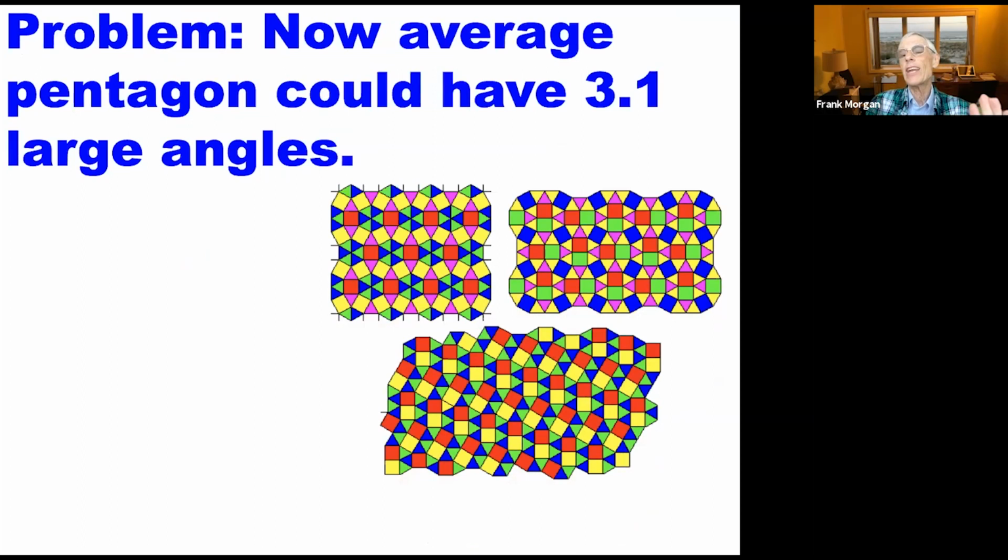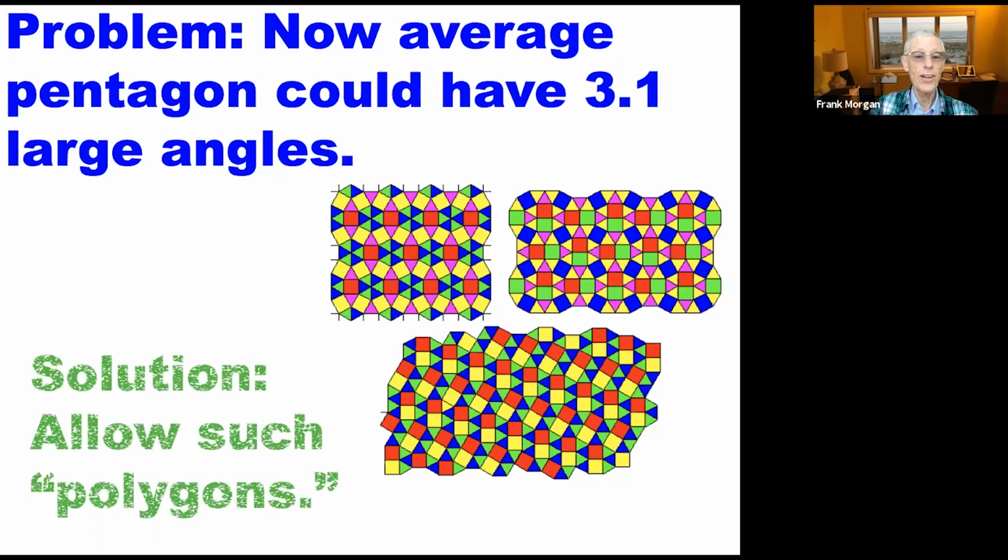But the great thing about being a mathematician is it doesn't have to make physical sense. You can have a mathematical universe in which you work, in which pentagons can have fractional numbers of angles of different sizes, and everything still works. You still have Euler's formula and so on. So that's the solution, to allow such polygons.